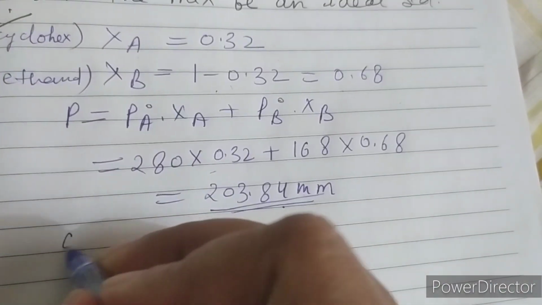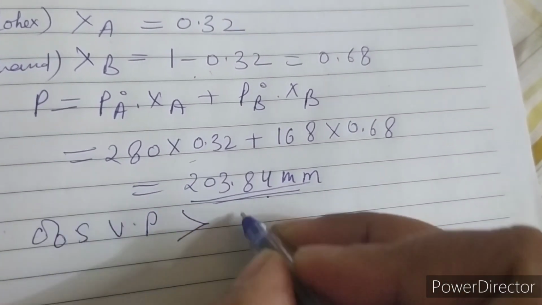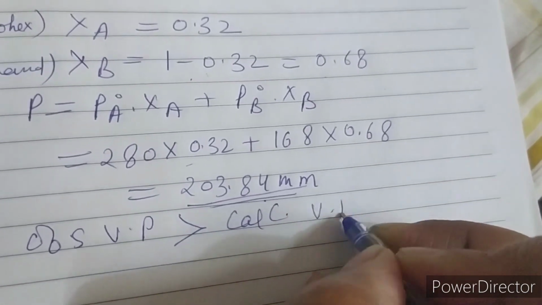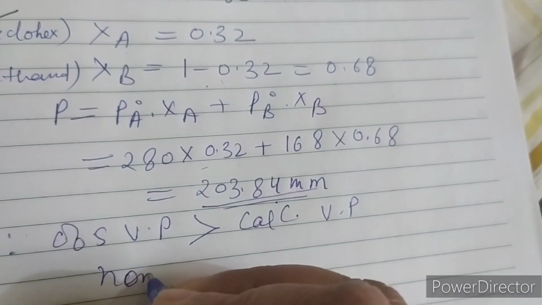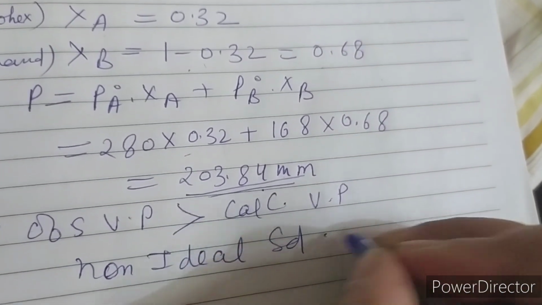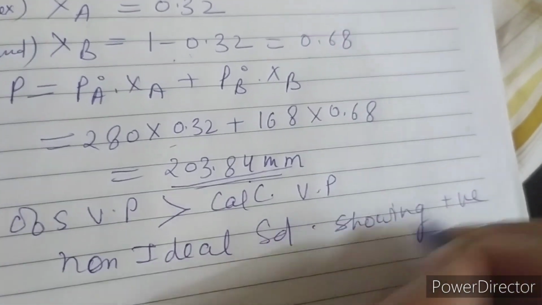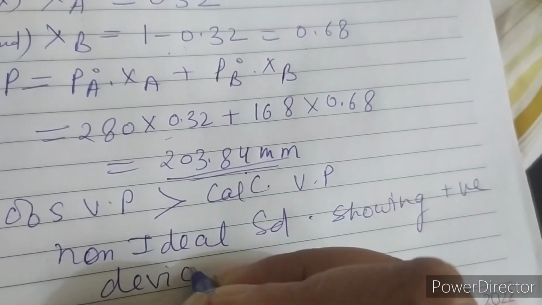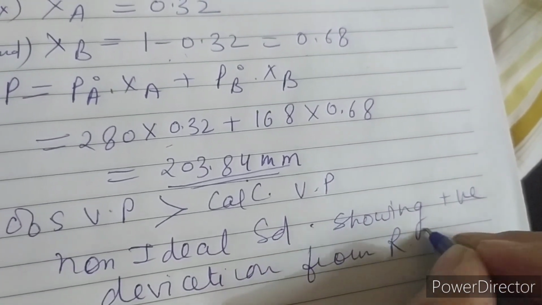You can write here, since the observed vapor pressure is greater than calculated vapor pressure, it is a non-ideal solution showing positive deviation from Raoult's law.